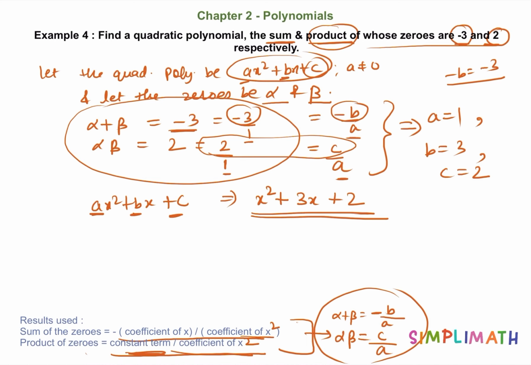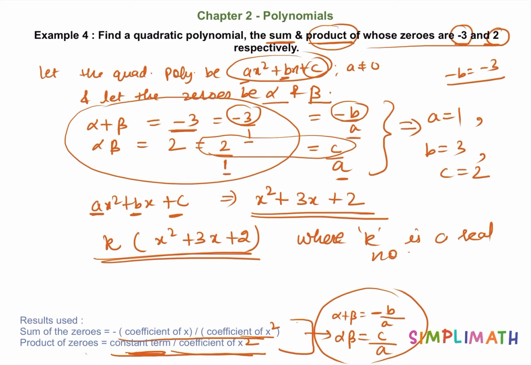Also, any quadratic polynomial that fits the given conditions is of the form of k into x square plus 3x plus 2, where k is a real number. Okay, so for example, let k be 2. Alright, so if we multiply this polynomial by 2, 2x square plus 6x plus 4, so even this polynomial satisfies the given conditions that the sum and the product of zeros is -3 and 2.